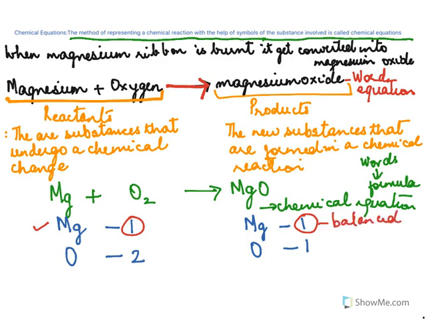However, when we go to see oxygen, oxygen is not balanced. There are two on this side and there is one here. It is not balanced. So we need to balance it, because if there are two oxygens on one side, there is only one on the other. What has happened to that one oxygen?